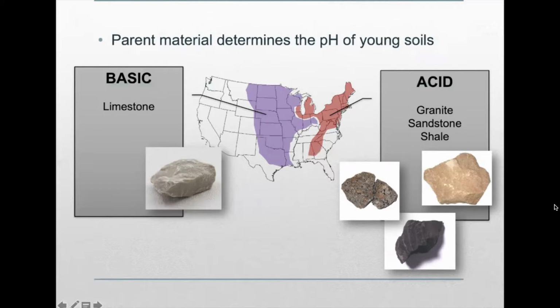Now, acidic soils are most common on the East Coast, where granite and sandstone and shale are the most prominent parent material. And these are going to have a pH below 7.0.